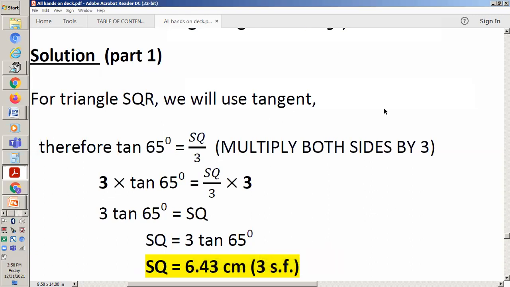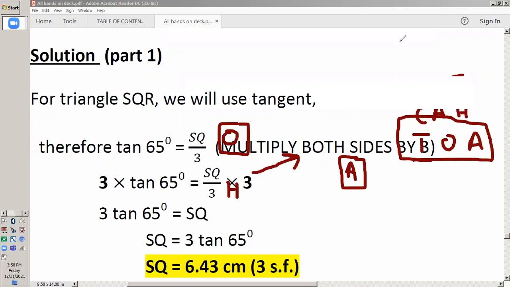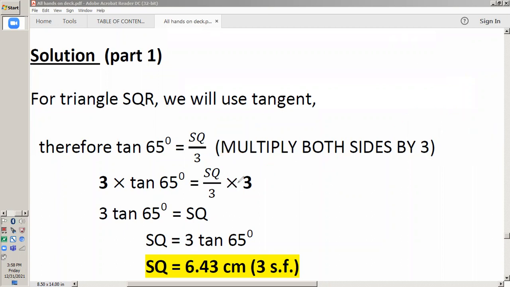Tan is opposite over adjacent. So the numerator would be SQ and the adjacent side would be 3. The only thing we don't know is SQ, which is the side that we want to find. So we multiply both sides by 3. These two 3's cancel out, leaving SQ equal to 3 tan 65. 3 tan 65 turns out to be 6.43 centimeters. So SQ is actually 6.43 centimeters.